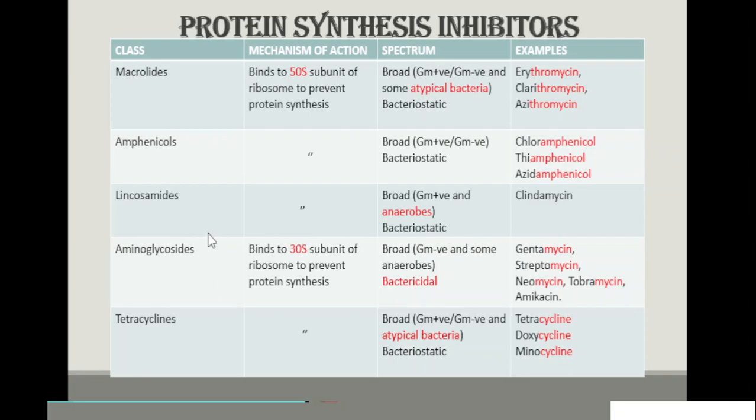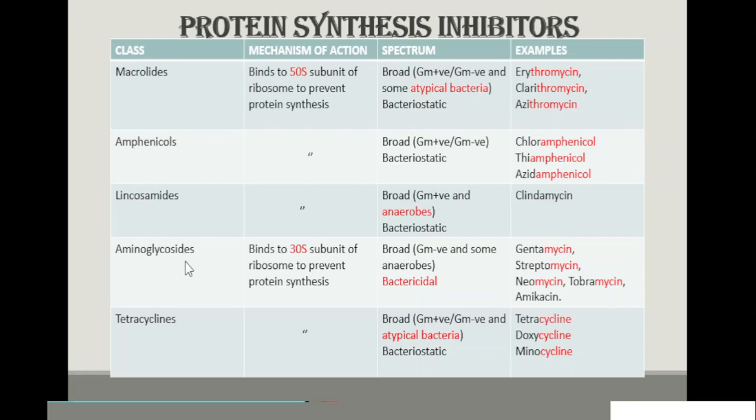So the next class over here is a lincosamide. They also act in the same way, binding to the 50S subunit. They are mostly against gram-positives and anaerobes. The only example under that so far is clindamycin. Clindamycin is a drug we normally use. It has a very good penetrative power. It penetrates the bone wall, so for bone infections or deep tissue infections, we normally use clindamycin, and abscesses as well.